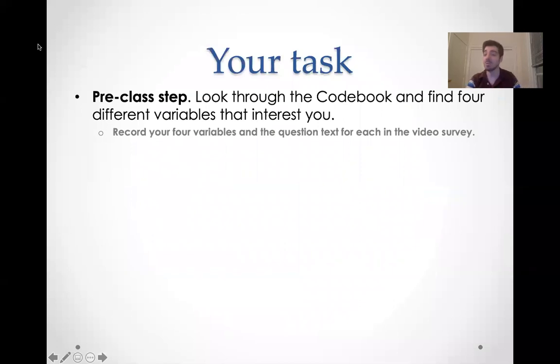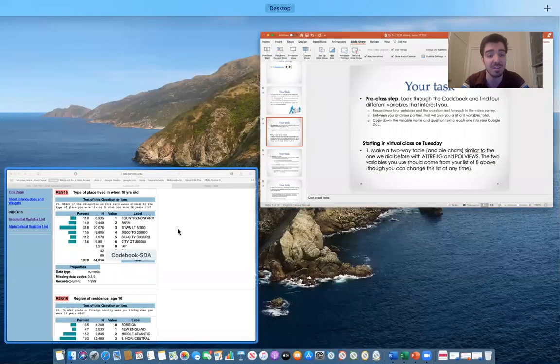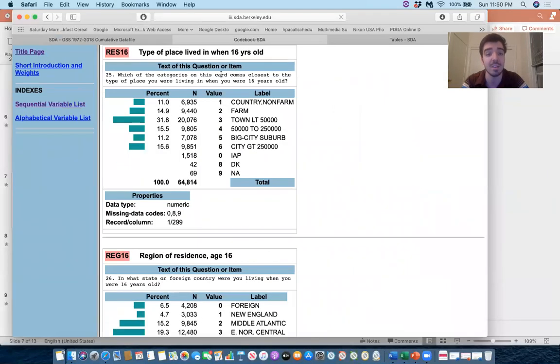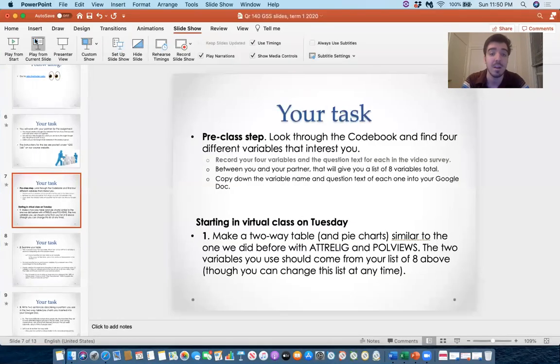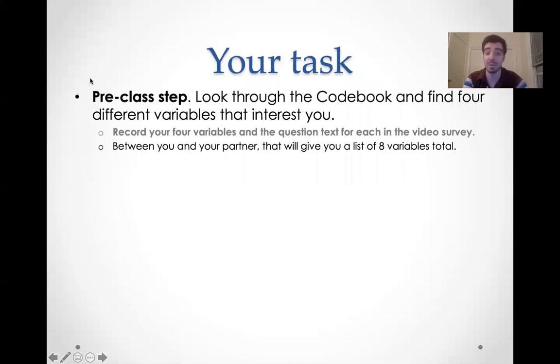Once you've done that, I want you to go over to the survey corresponding to this video and record those 4 variables, as well as the question text for each individual survey. Remember, the question text is going to be this bit right here. You can list the responses too. That would be lovely. And that's all you have to do before class.